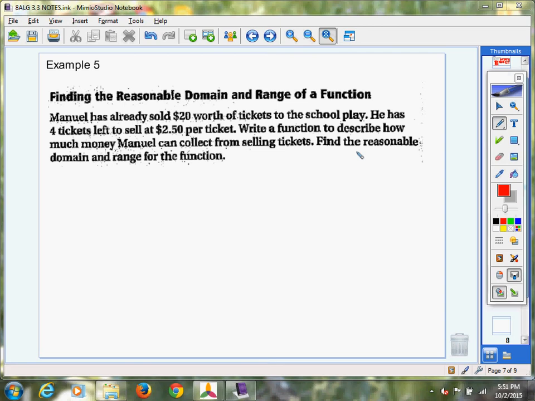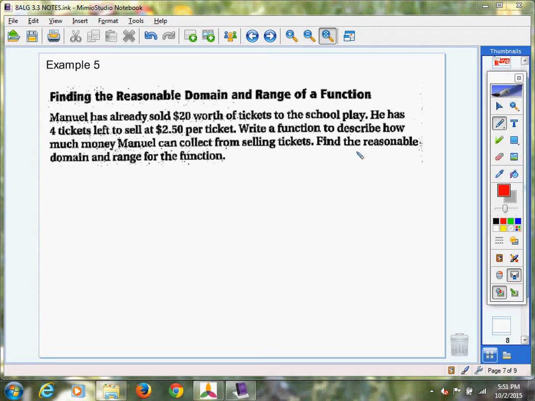Section 3.3. We're at our last example. At last, we're at example 5, and we're finding the reasonable domain and reasonable range of a function. We have learned so much in this particular section already. It's been very taxing, but definitely well worth it.